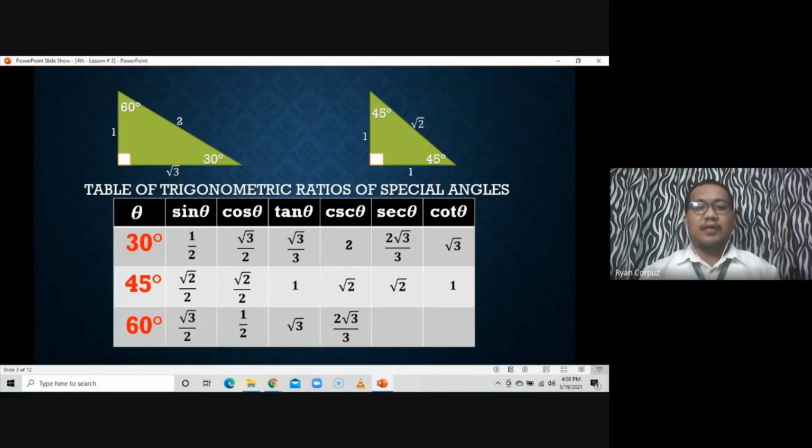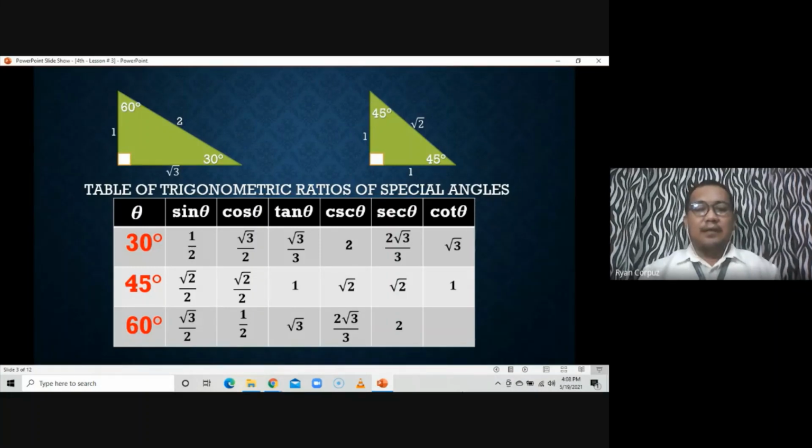So how about secant 60 degrees? Secant 60 degrees is the opposite of cosine. The cosine of 60 degrees is 1 half. To get its opposite, we flip the position of numerator and denominator, so it becomes 2 over 1. When simplified, that would be equal to 2.